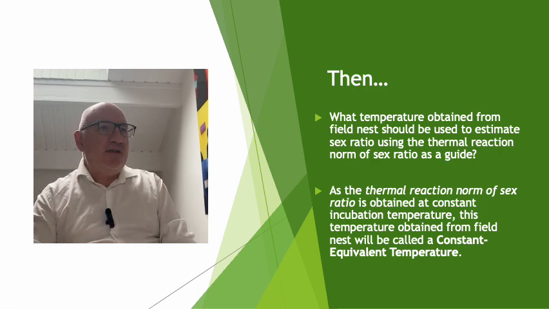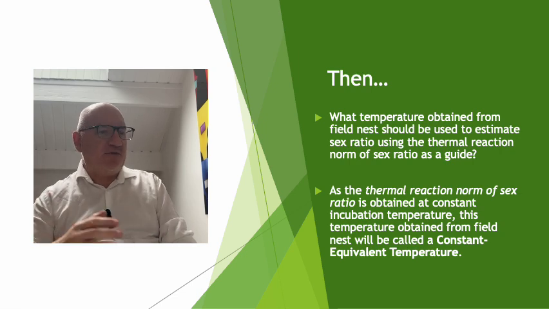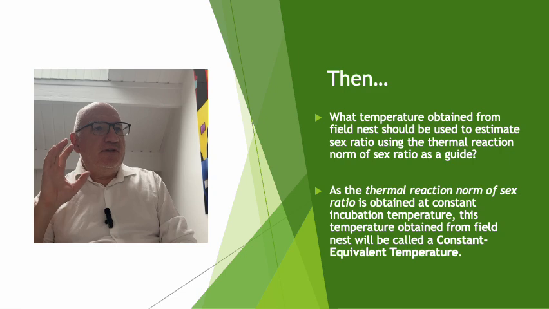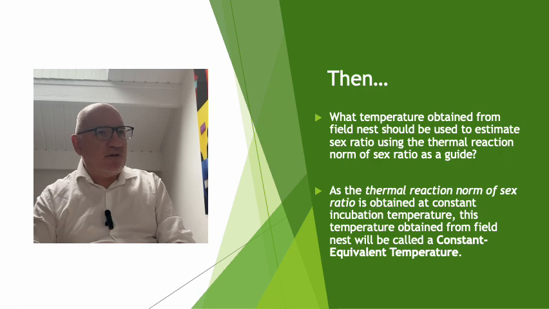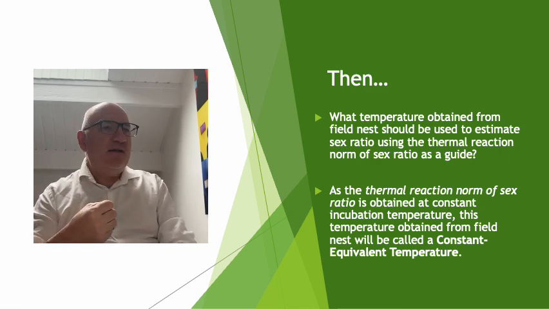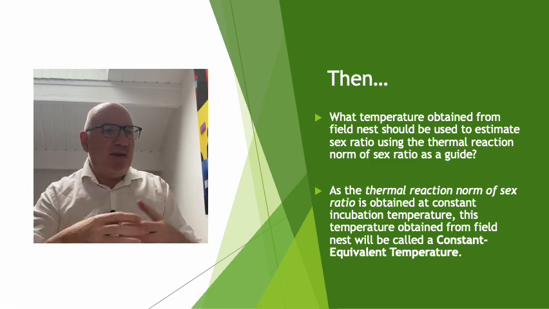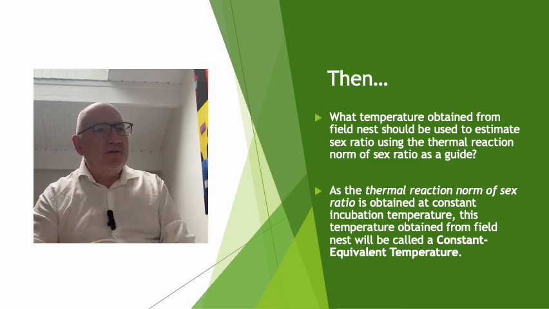And the question is, what temperature obtained from a field nest should be used to estimate sex ratio using the thermal reaction norm of sex ratio as a guide? The thermal reaction norm of sex ratio, which is the guide, is obtained at constant temperature. Then this temperature from the field that we will estimate will be called a constant equivalent temperature.